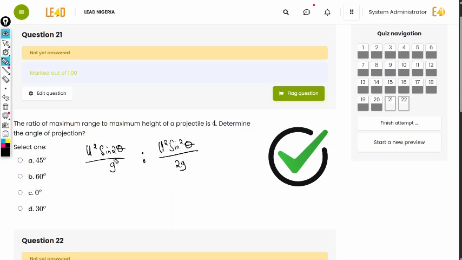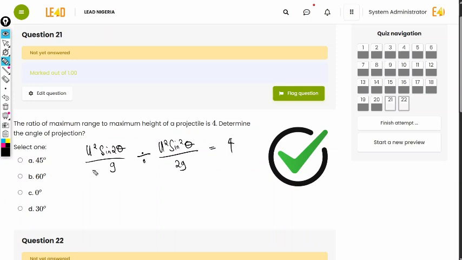And you're being told that this ratio is 4. Alright, so ratio is really just division, so that means that this divided by this is equal to 4. Alright, so let's start with this side. I can flip this fraction, right?